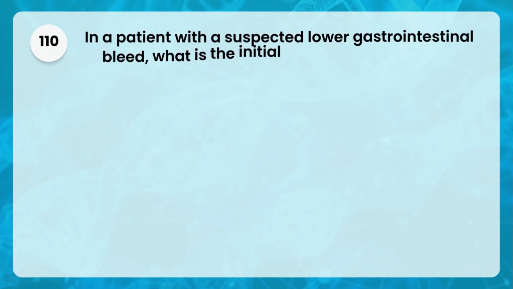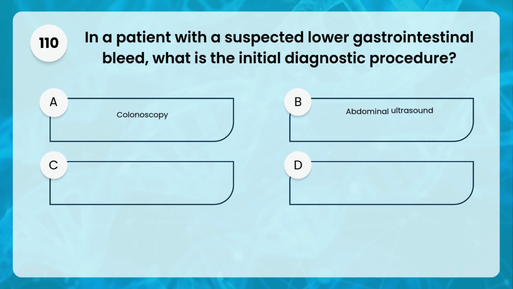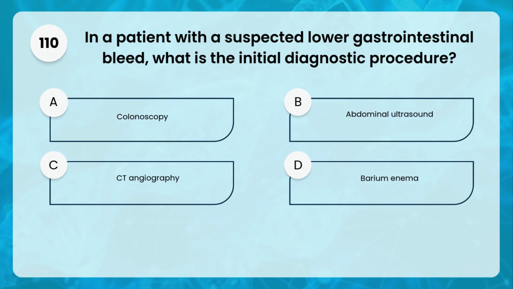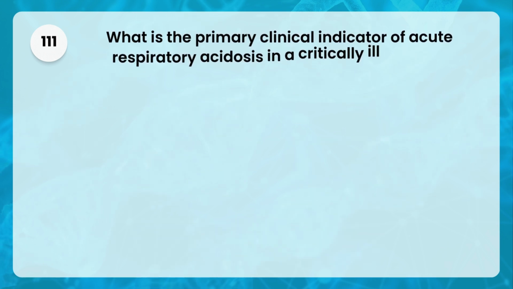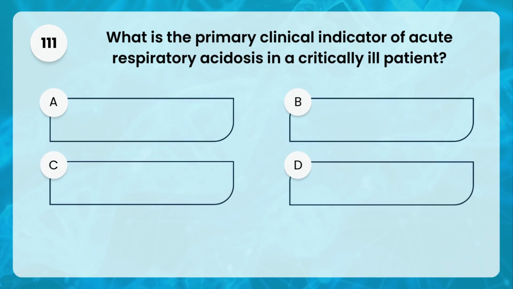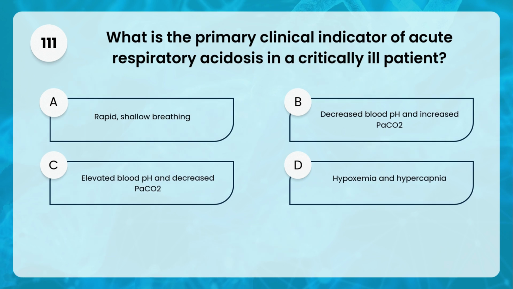110. In a patient with a suspected lower gastrointestinal bleed, what is the initial diagnostic procedure? A. Colonoscopy. B. Abdominal ultrasound. C. CT angiography. D. Barium enema. The answer is A. Colonoscopy.